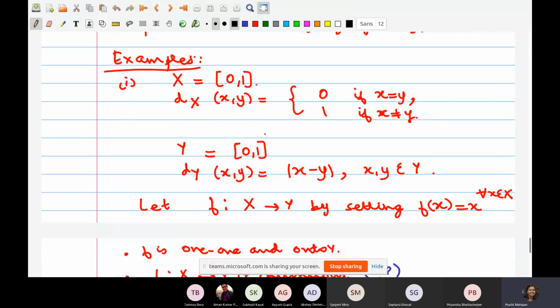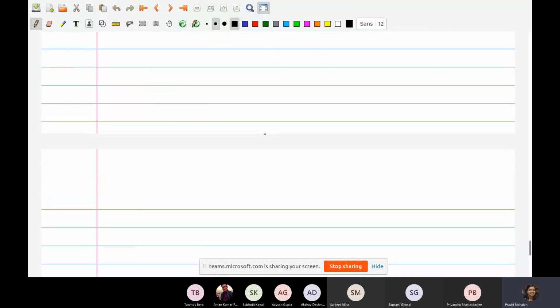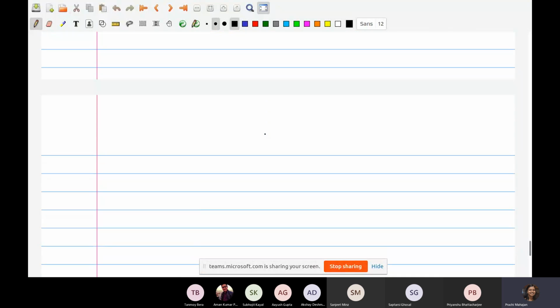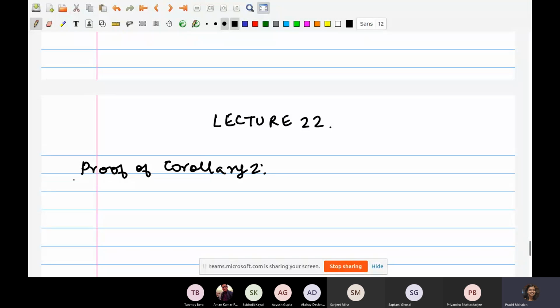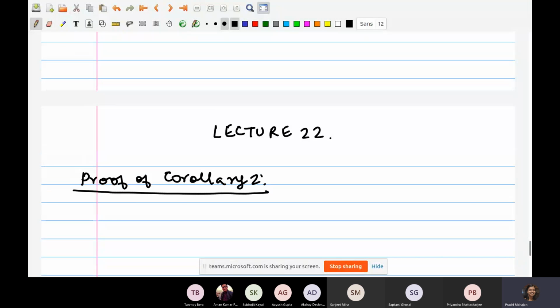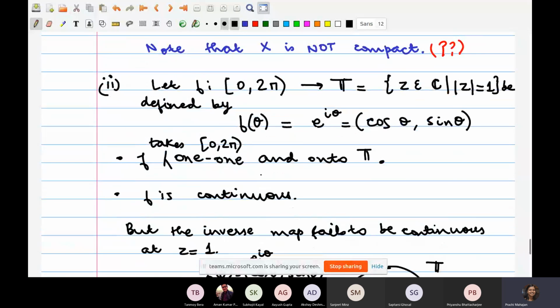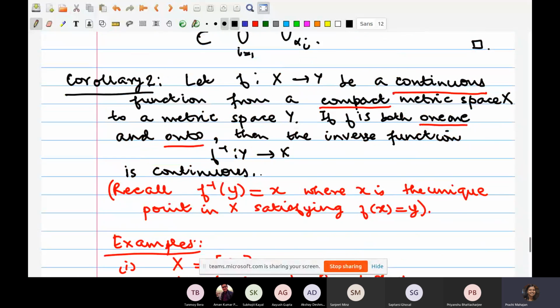Yes. So let me write down that somewhere. Okay. So we are in lecture 22. We are going to look at the proof of corollary 2. But before that, let's just quickly recall the statement one more time. What is it that we are given and what is it that we are required to prove? So here is the statement.